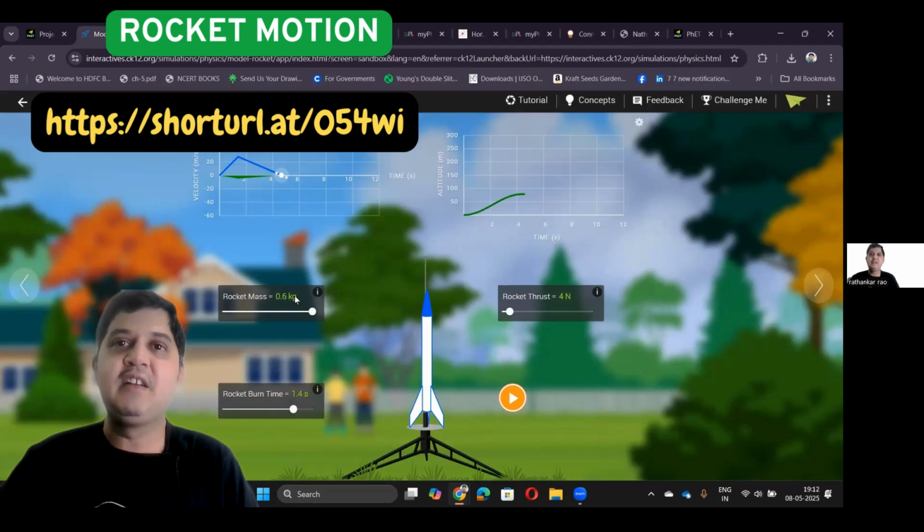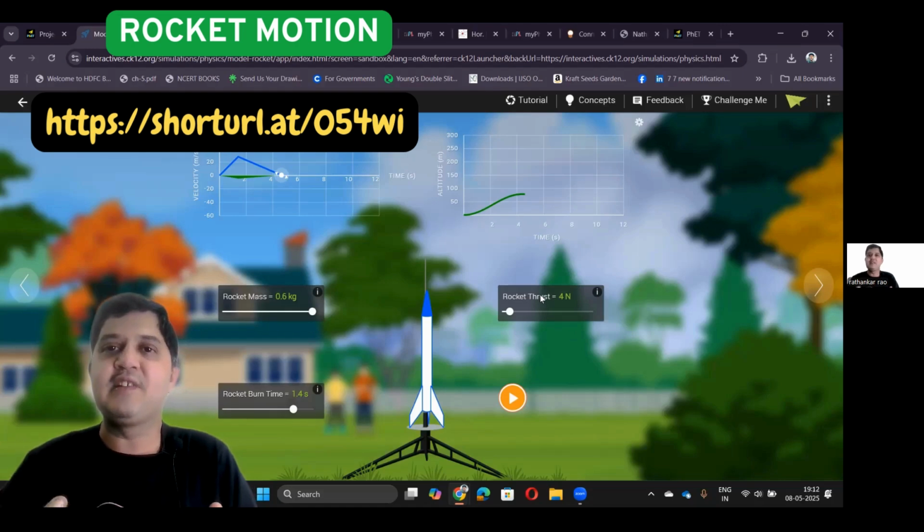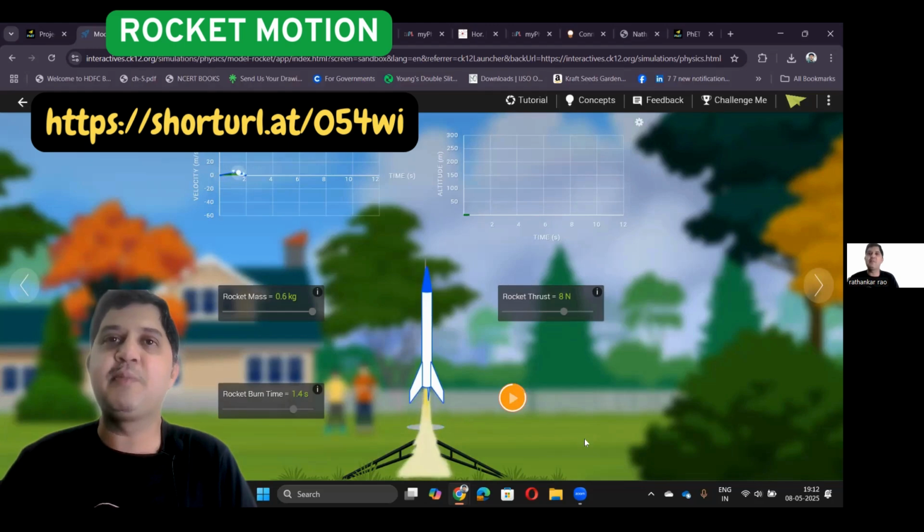You can see from here, rocket mass is 0.6 kg, which means the weight is 6 Newton, but the rocket thrust is 4 Newton. Do you think the rocket will take it up? It won't, because you need a force greater than 6 Newton. Otherwise, it will not go up. So maybe I can make this 8 Newton, for example, and now see what happens.